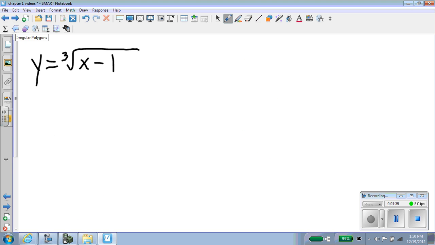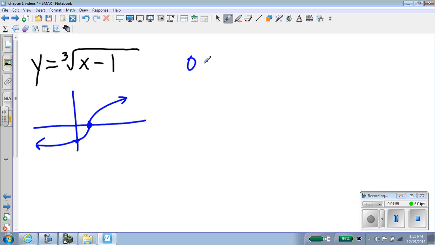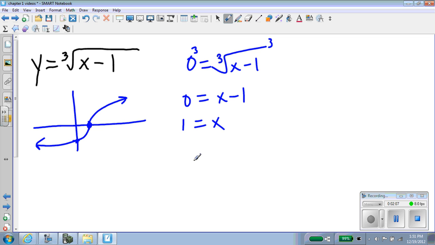Here's a basic graph of x cubed shifted to the right one. So it looks like this. Okay. So I could identify the x and y intercepts from the graph, but if you can't draw it, we're going to find the x-intercepts by plugging 0 in for y. Cube both sides. Add 1 to both sides, and we would get an x-intercept of 1, 0.